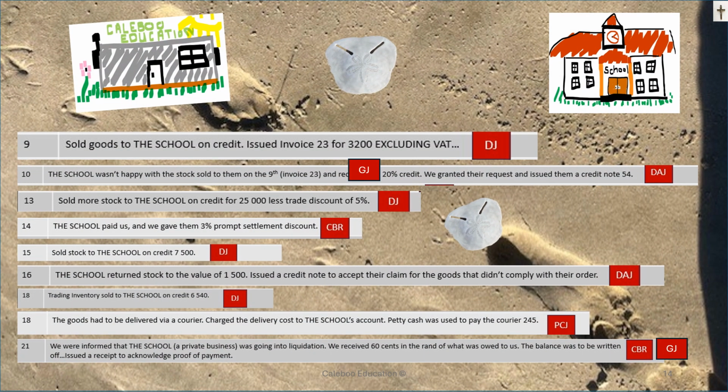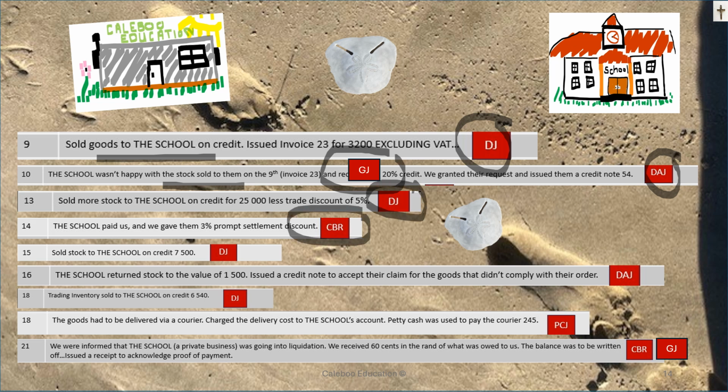So these are the transactions that we're going to look at. Sold goods to the school. The school was unhappy with some stock. These are the journals where the information will be recorded. Cash book receipts, we received some money. Another credit was given to the school. Another credit sales. That petty cash transaction, we received money from the school.